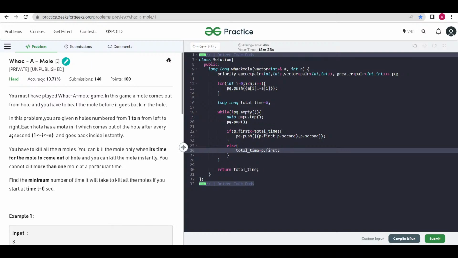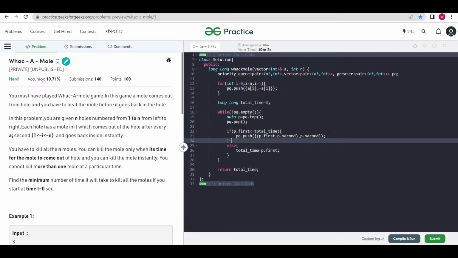For the next cycle, we'll have p dot second added to that first value. The concept of having the second value, p dot second, is so that we can keep track of the initial value, that is the initial time of that mole, so that we can add those values for the next cycle as well. We are subtracting it here, since it is a negative value, so that it is in the end added to the first value.